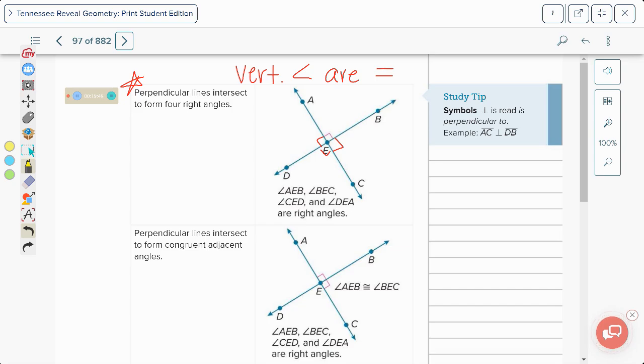Over to the side here, a new symbol. If you see an upside down T, that means perpendicular. So this statement here actually says line AC is perpendicular, and I'll just abbreviate, to line DB.